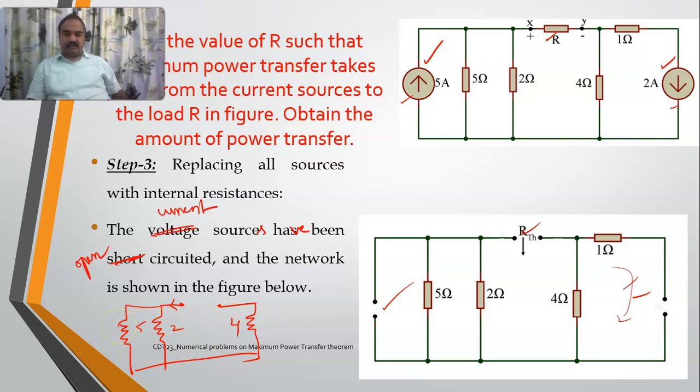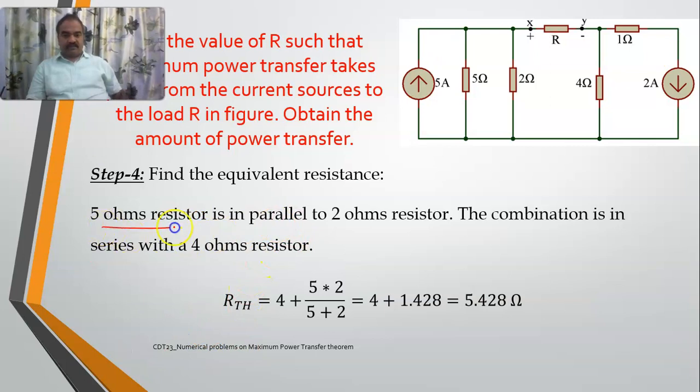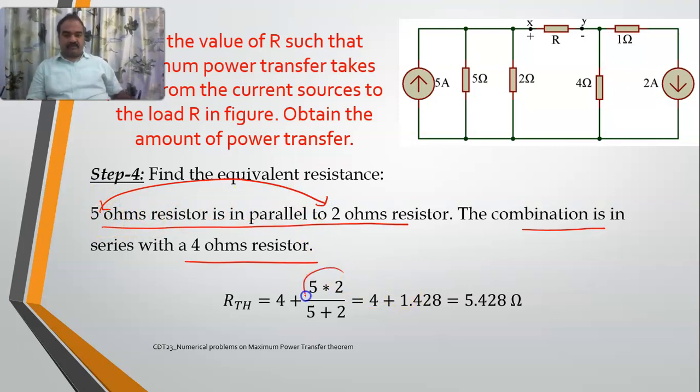Now step number 4 is determining equivalent resistance. Now if you carefully see, these two are in parallel and the resultant one is in series with 4 ohms. So 5 ohms resistor is in parallel with 2 ohms resistor. The combination is in series with 4 ohms. What is the parallel equivalent resistance? 5 and 2. 5 into 2 by 5 plus 2. Resultant one is in series with 4. If I solve it, I will get 5.428 ohms.